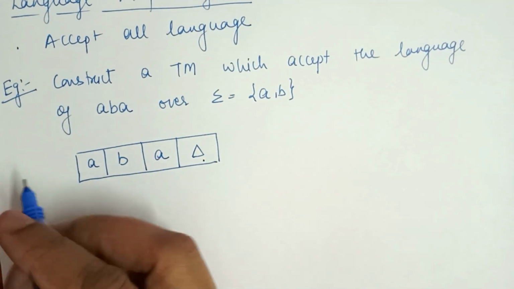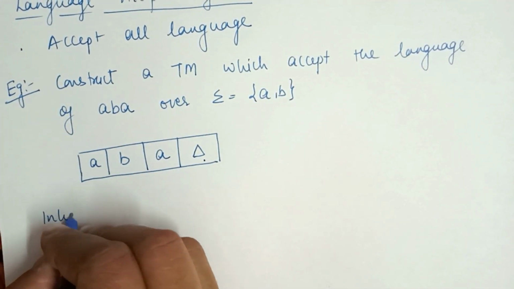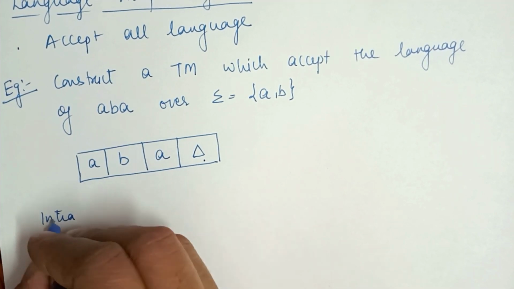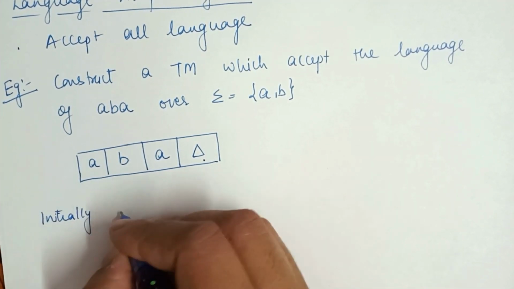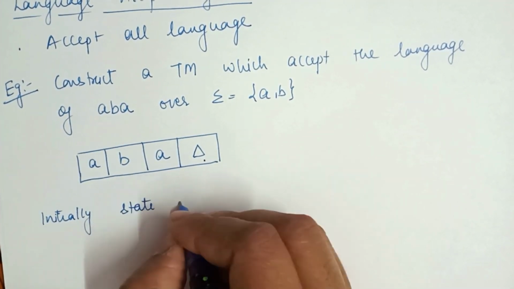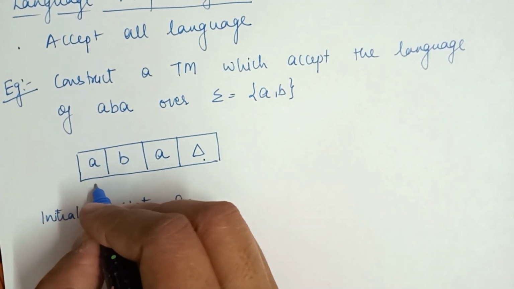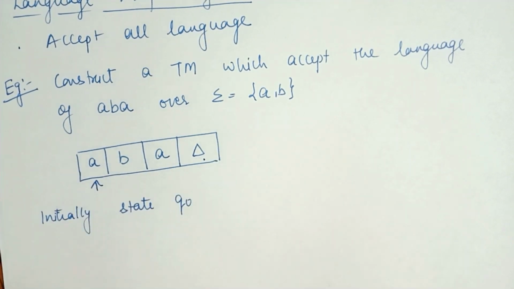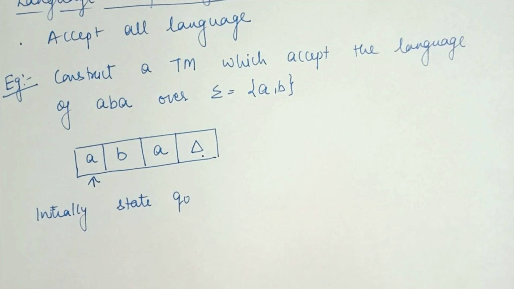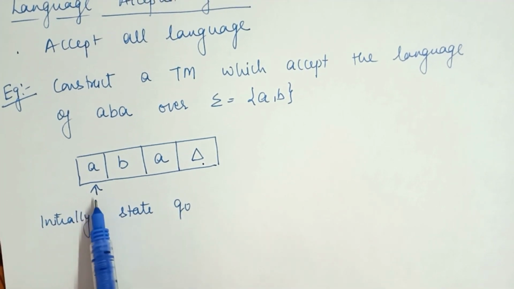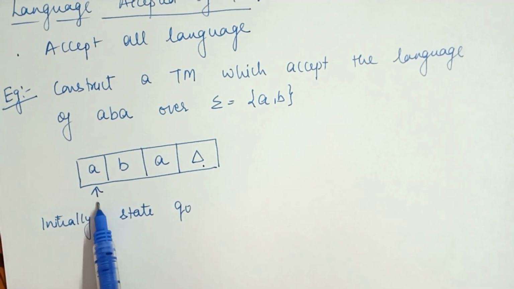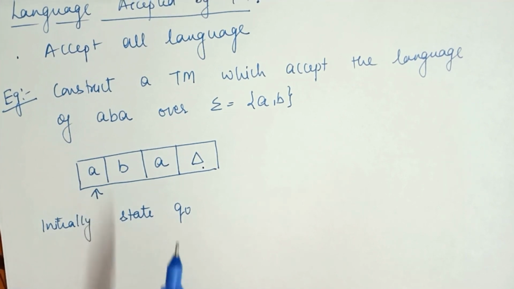Initially we have state Q0, and the head pointer points to the first symbol, that is A. So initially the state is Q0 and the head pointer is at the first input symbol, that is A.